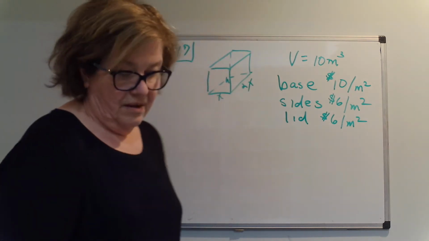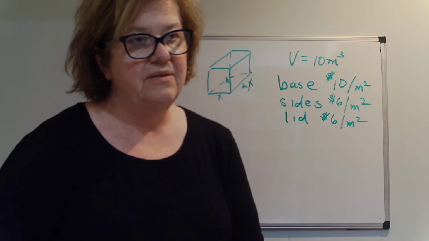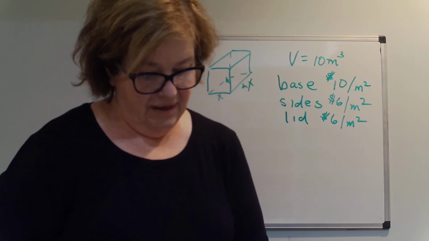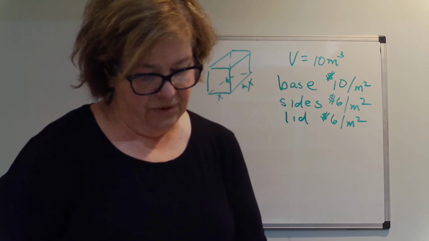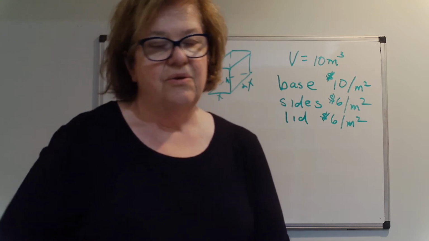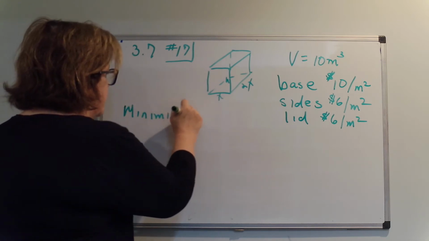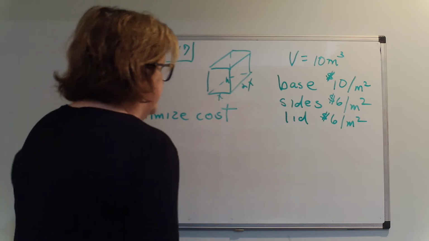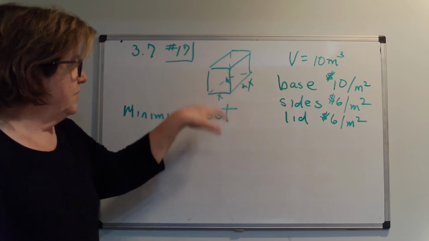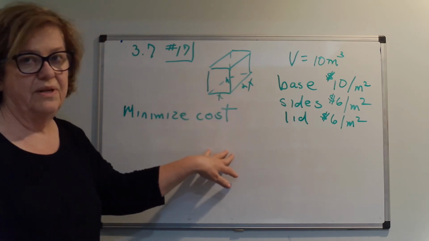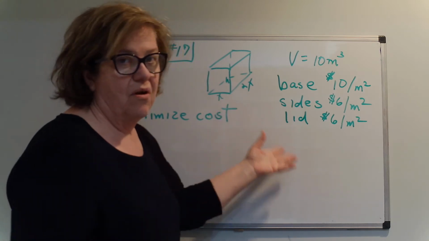A lot of times, what you need to do is in the last sentence of these problems: find the cost of materials for the cheapest such container. So what do you need to minimize or maximize? You need to minimize cost. Somehow we need to write cost as a function of how much material we need to use. So what would the cost be?